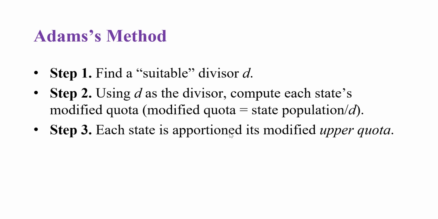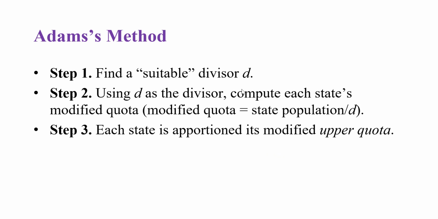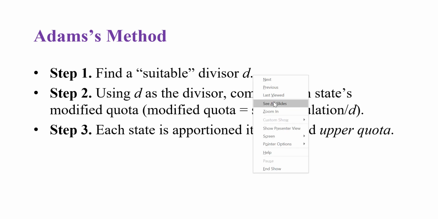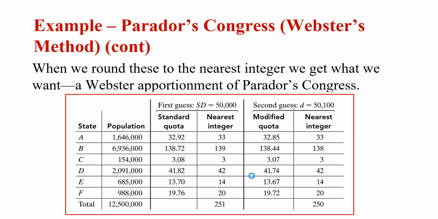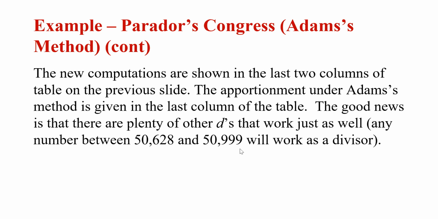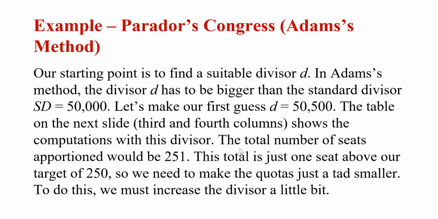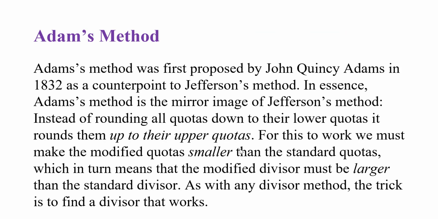Find a suitable divisor, right? And then keep on going. Let's see, each state is apportioned its upper quota. And then you keep on going. Now let's look at some numbers here. Oh, sorry, not Adams' method. So Adams' method by John Quincy Adams here. Everybody gets their upper limit.